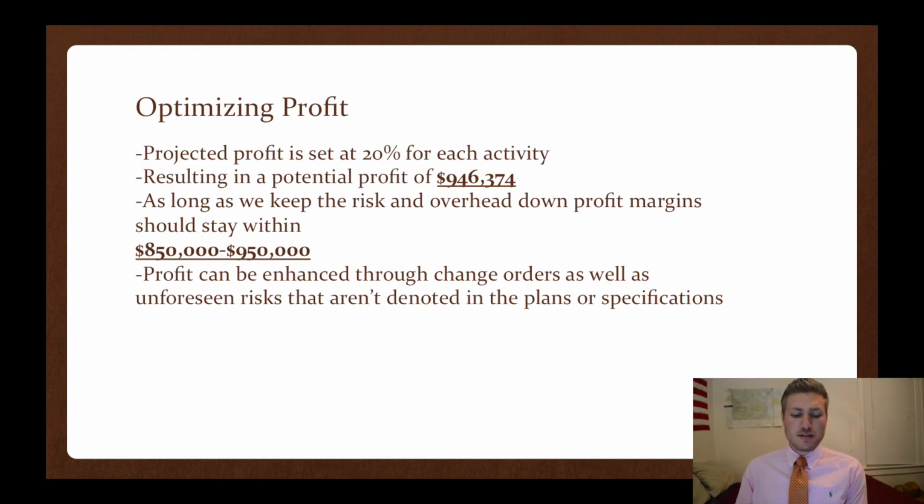To optimize profit, we set it at 20% for each activity, resulting in a potential profit of $946,374. As long as we can keep the risk and overhead down, profit margins should stay within $850,000 to $950,000. Profit can be enhanced through change orders as well as unforeseen risks that are not denoted in the plans or specifications. Because our schedule finishes earlier than summer of 2017, we are hoping to receive some sort of bonus from VDOT as an incentive to finish earlier and reopen the road.